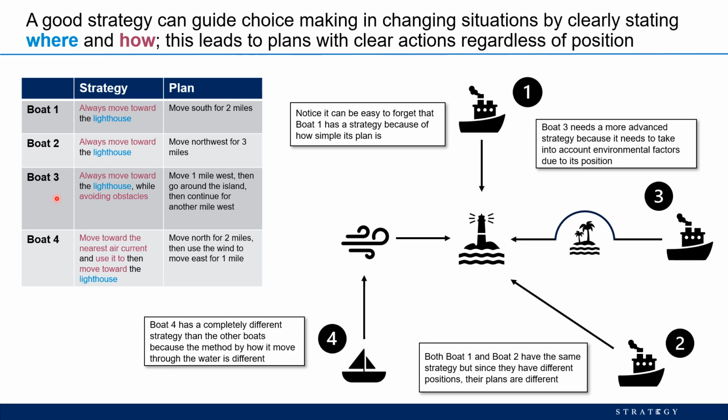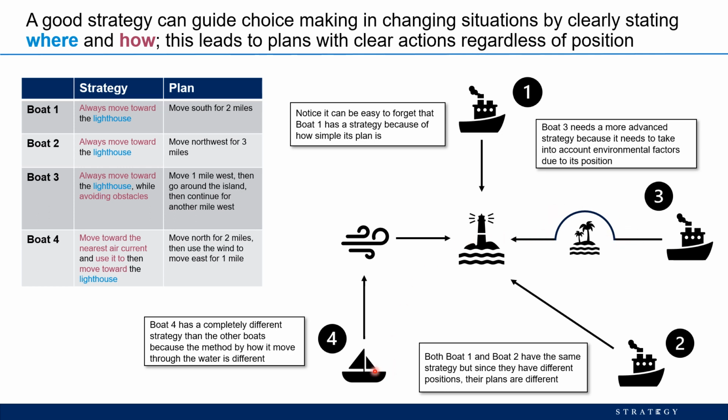Moving on to boat three, we looked at boat three has a little bit more of a dynamic strategy. It will always move towards the lighthouse, but it'll also avoid obstacles. So this allows boat three to be more dynamic. If boat three was placed in the same position as boat one, it would have the exact same plan as boat one. However, its strategy also accommodates for other obstacles in the way. If boat one was placed here, it would fail because it would run into the obstacle, where boat 3 has a more dynamic strategy that allows it to accommodate for the obstacle.